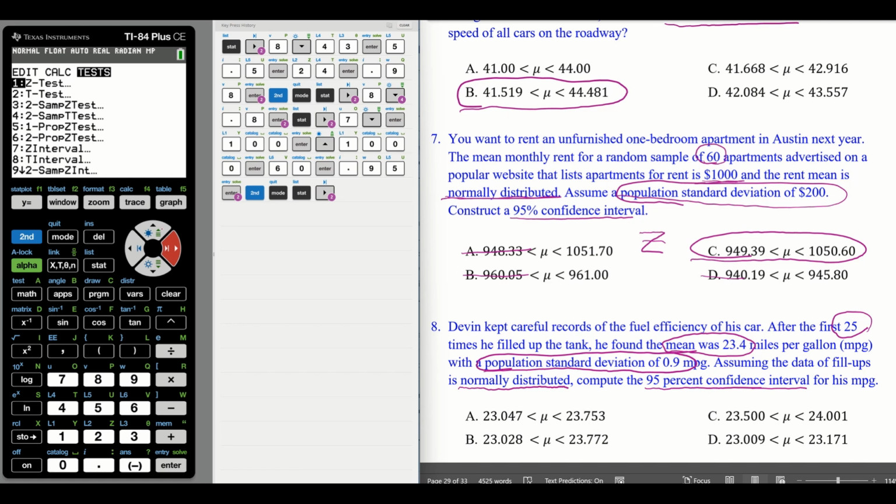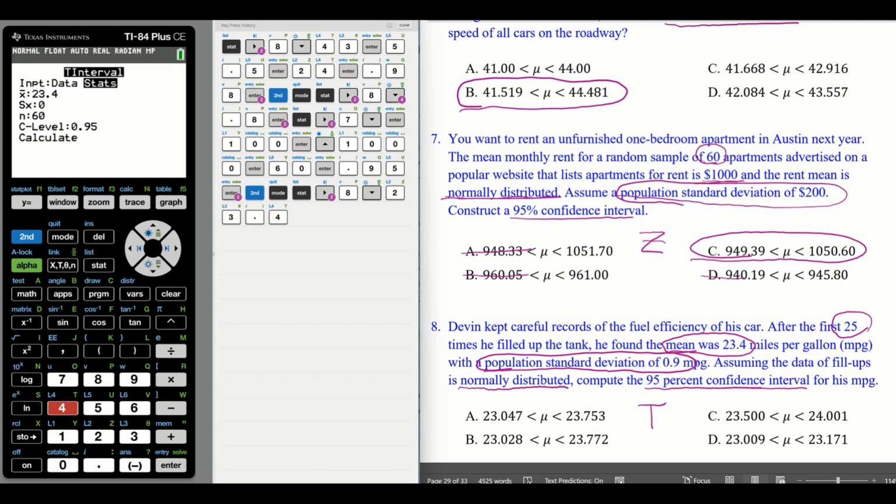Well, that's a small sample size of 25. What makes me agree with a T interval is it says population standard deviation. It is not a sample deviation. So I'm going to say number 8. We'll go down. So our mean is 23.4, arrow down. Now we have to go with the population deviation. Replace. So we're going to replace the 0.9.